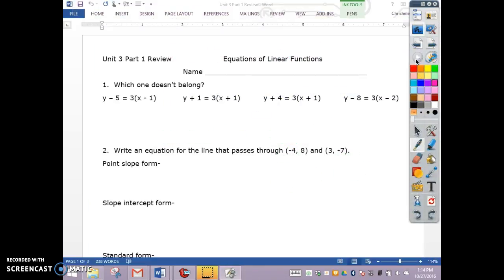All right, let's get started. So it says which one doesn't belong. If you look at these, they're all in point slope form, and they all have the same slope of 3.